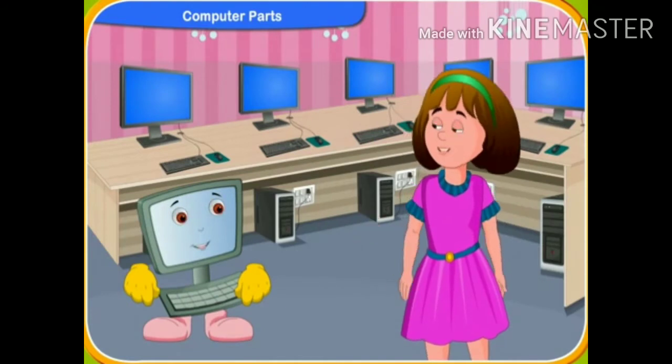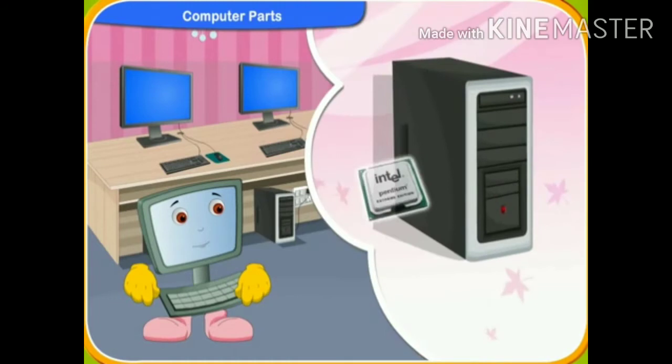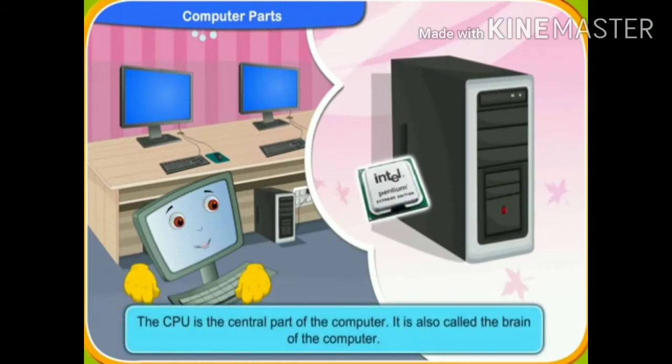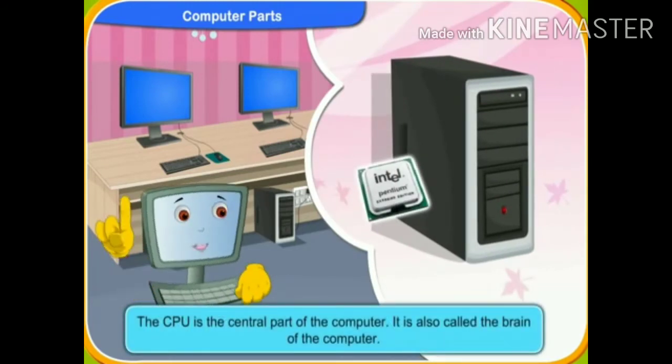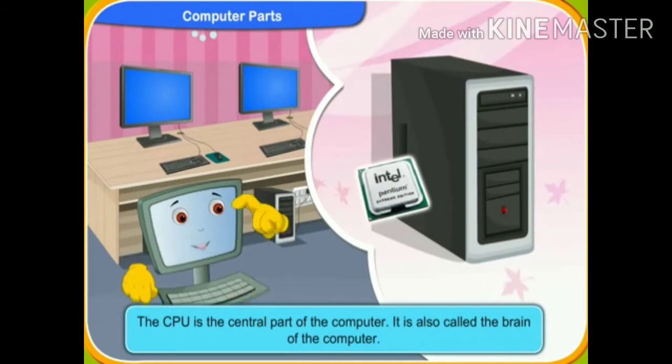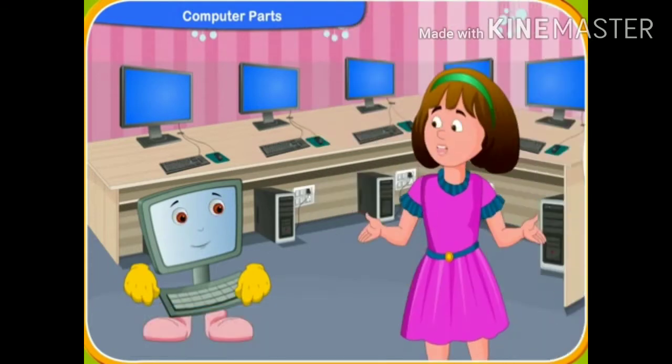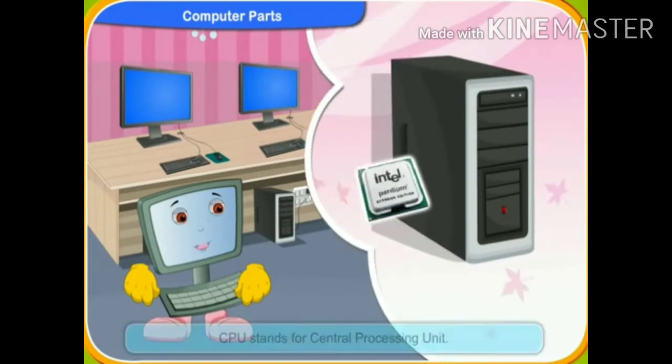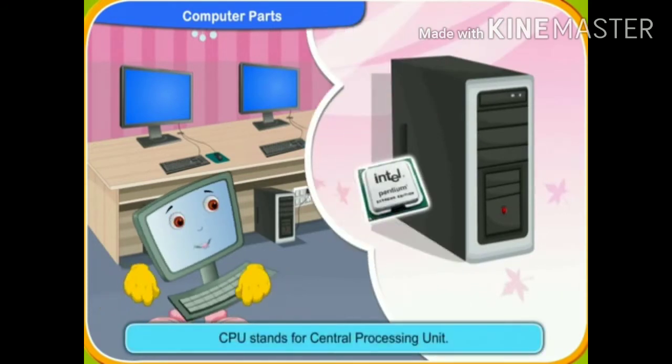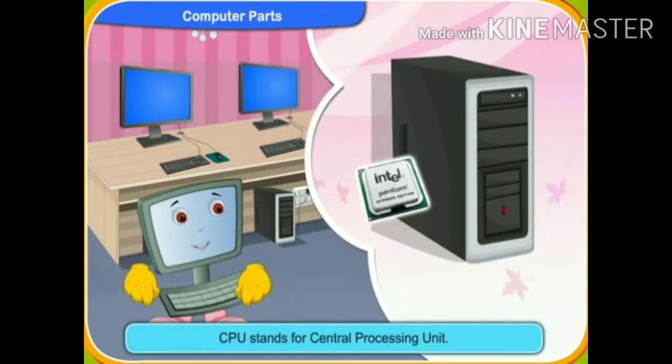What is the CPU? It looks like a big box. The CPU is the central part of the computer. It is also called the brain of the computer. The CPU tells the computer what to do. What does CPU mean, Kliko? CPU stands for Central Processing Unit. It is the most important part of the computer.